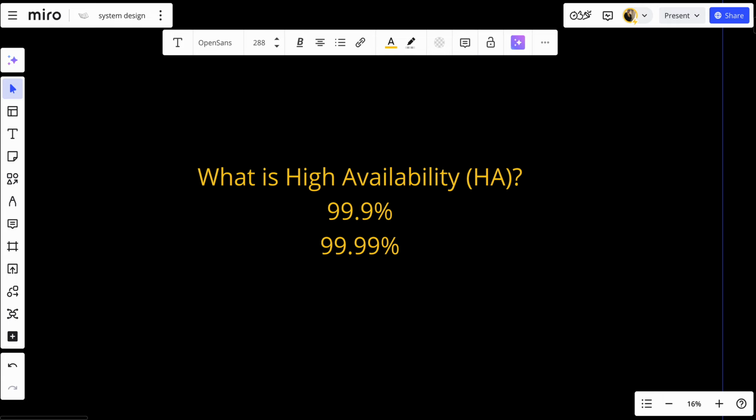Think about cloud services like AWS or streaming platforms like Netflix. They are designed to stay up even during incidents. But achieving this kind of reliability isn't simple or cheap.